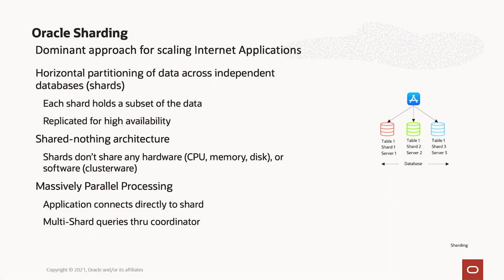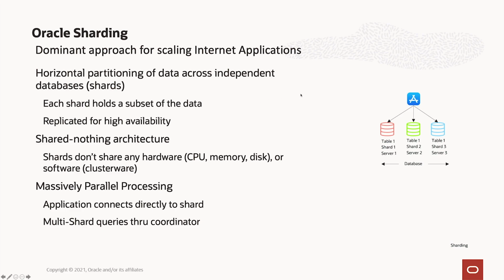So what is database sharding? Sharding has been the dominant approach which has been used to scale internet applications. Effectively, it is horizontal partitioning of data across independent machines. It uses a shared nothing architecture and it enables massively parallel processing.